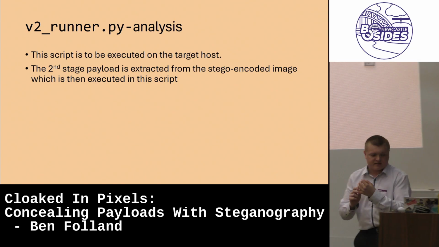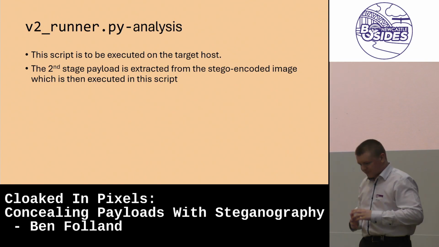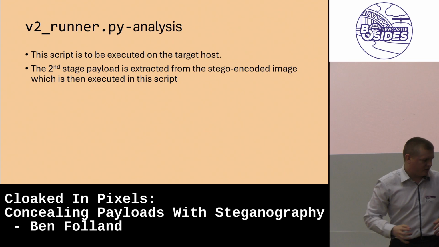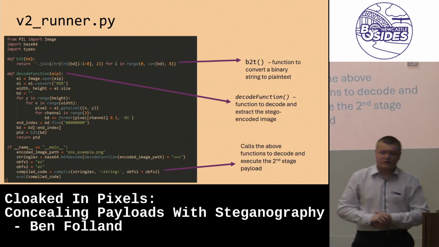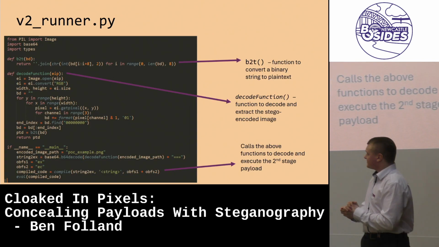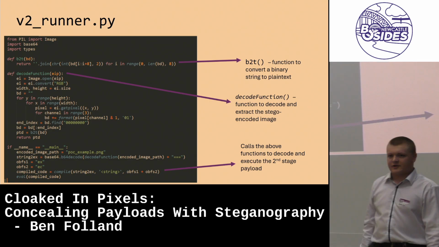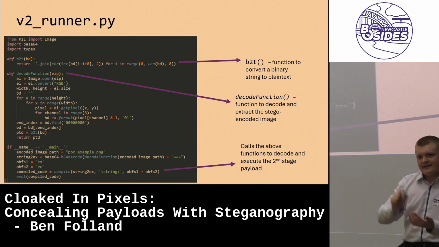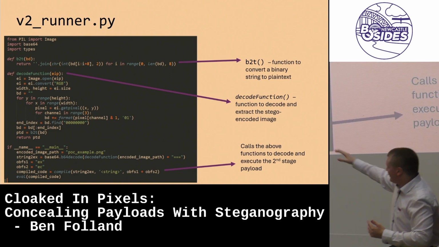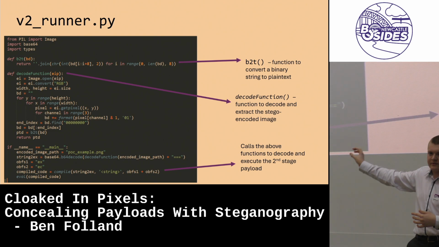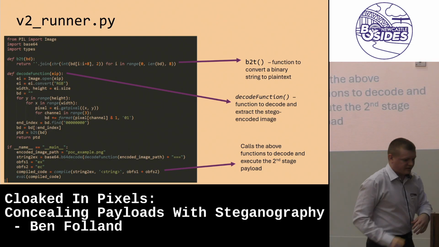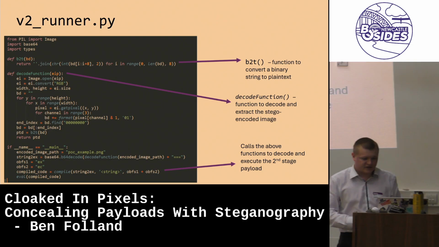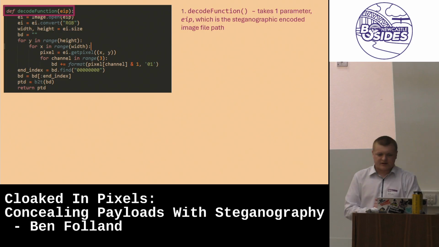This one is to be executed on your target host, the one on your compromised host, basically. This source code is a lot smaller, and we've got a decode function. The decode function reads the image and goes pixel by pixel and pulls out the least significant bit. And then we've got a bit at the bottom which basically executes this and executes the shellcode and does whatever the shellcode does. And I'm going to step through this decode function because it is important.